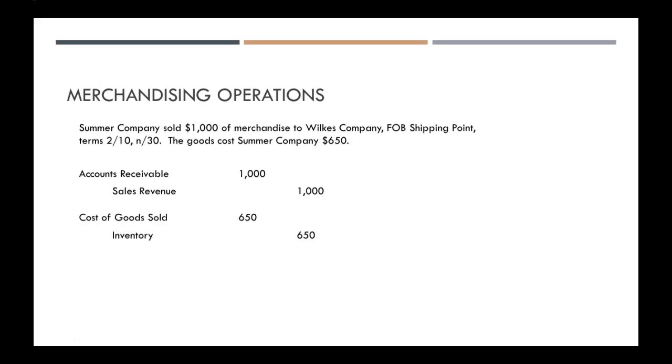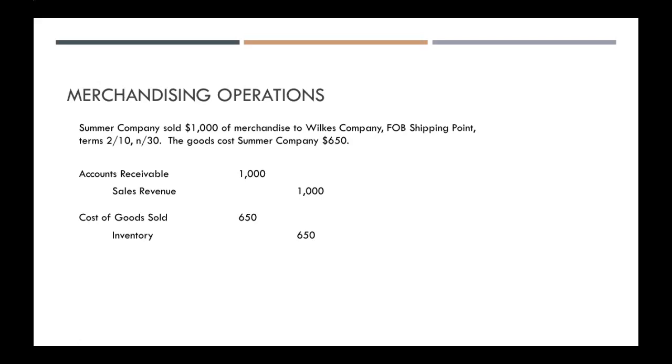The second entry, this is for the cost of these goods. So we debit cost of goods sold. Cost of goods sold is an expense account. So that expense is increasing here with this debit. And then we need to credit inventory.